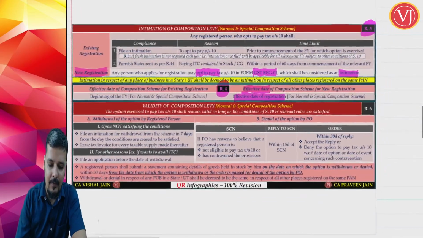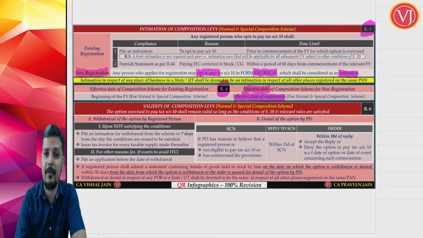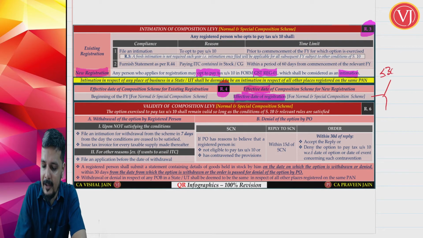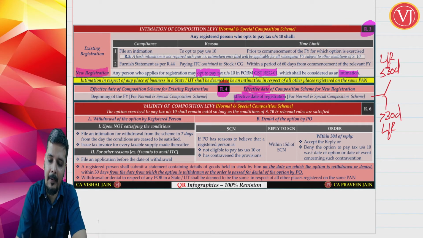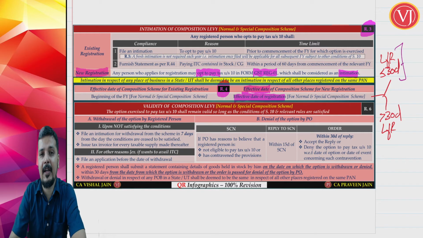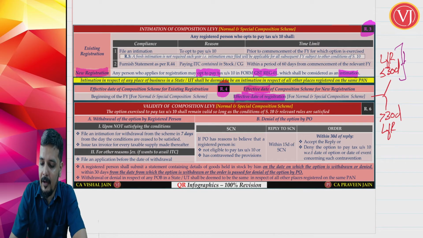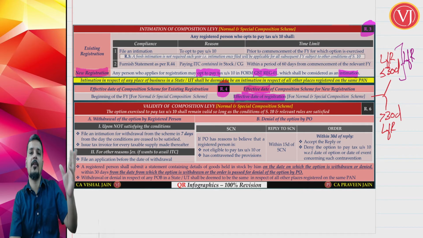So what will be your effective date of entry point inside composition scheme? If you are applying within 30 days from the date you are liable for registration, the effective date of your composition scheme will be the date when you are liable for registration, right? That is a past date, right? From the date you are liable for registration.